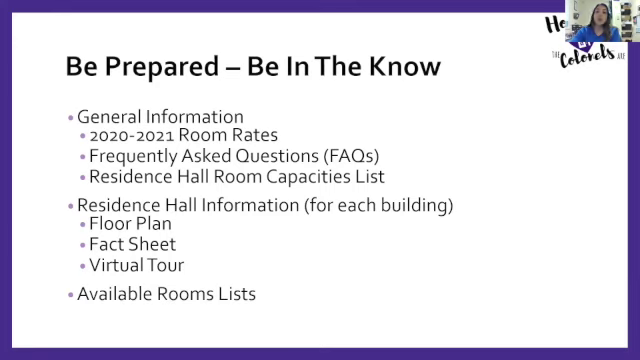So per building, we have listed out how many rooms, broken down by singles, doubles, triples, are available per building. That is available for you to take a look at, just to get a sense of maybe where you would want to live and how many rooms or spaces are available in each hall.